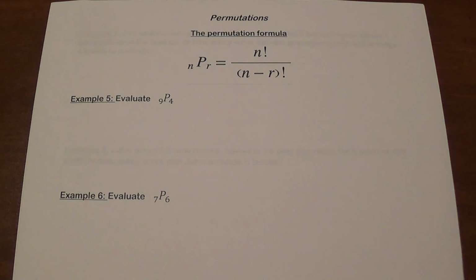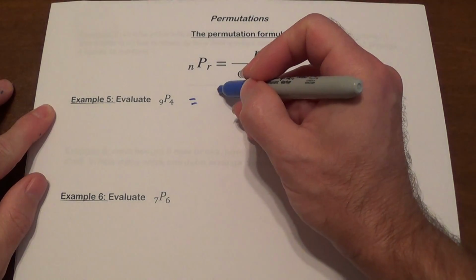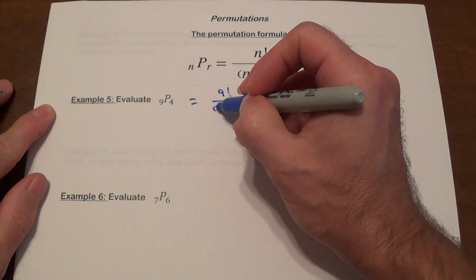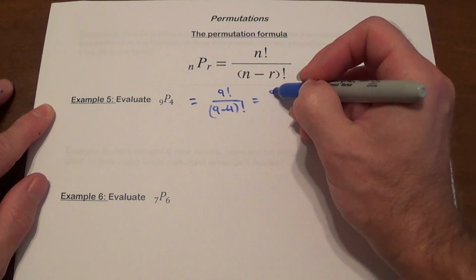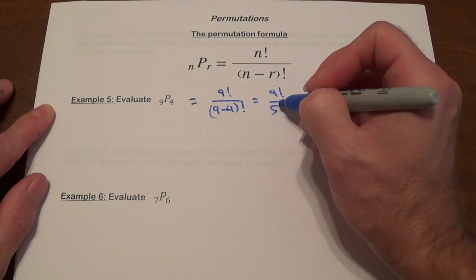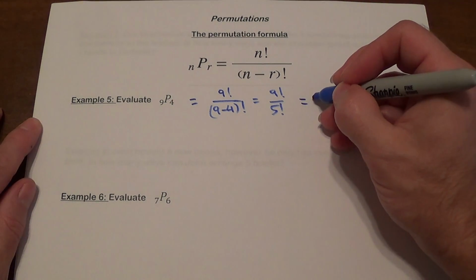So how do we do this using the formula? This is going to be 9 factorial divided by (9 minus 4) factorial, which is going to be 9 factorial divided by 5 factorial. And all you need to do is calculate that. That's going to be essentially 6 times 7 times 8 times 9, which is going to be 3024. That's what this value is.